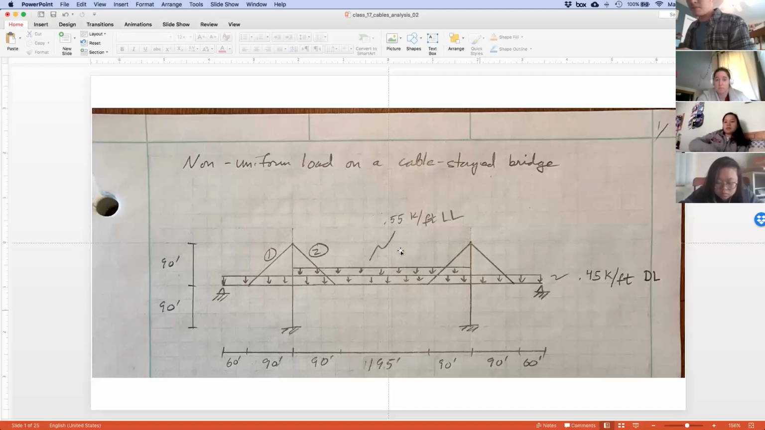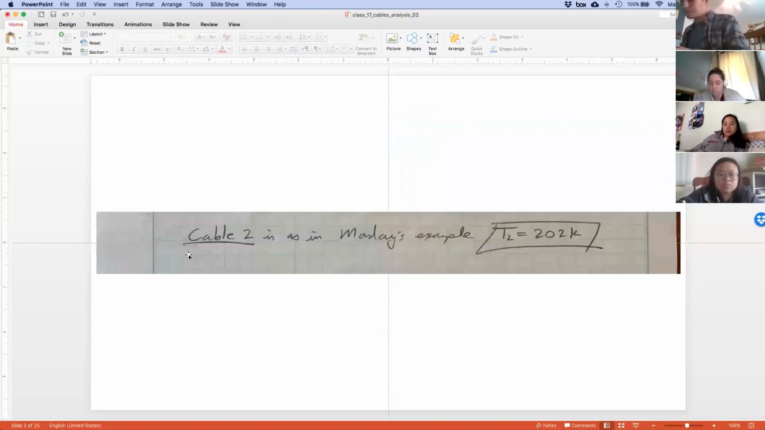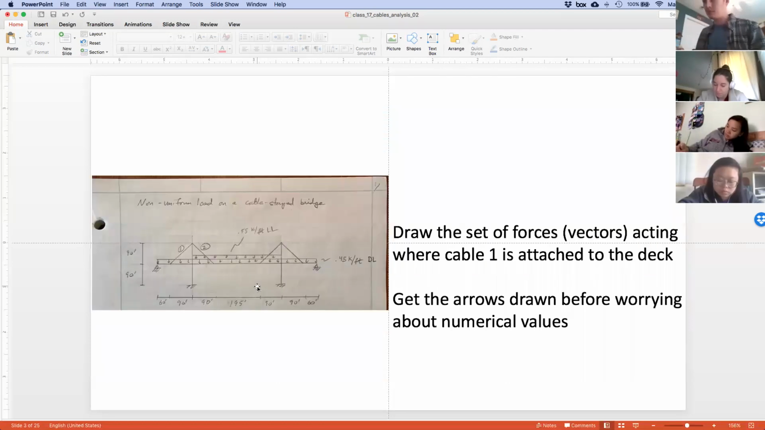Cable 2, which is the cable right here, will have the same force as was calculated on Monday. It's actually on the other side of the bridge from the one you looked at Monday based on the notes I saw, but the cable force in 2 is going to be the same, 202 kips. So that's T2. So no recap there needed. But cable 1, we'd like to look at a little bit more carefully.